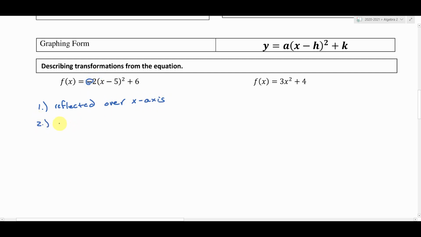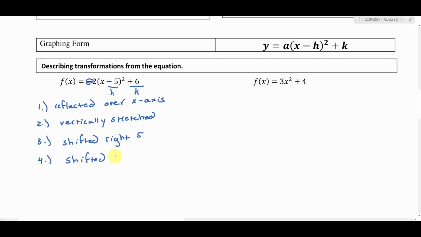The 2 tells me it's been vertically stretched. So remember, if it's a number bigger than 1, it has been stretched. If it's a number in between 0 and 1, it's been compressed. Okay. The minus 5 inside of the parentheses, that is our h value and indicates our horizontal shift. Since it was a minus 5, it would be shifted right 5. So remember, it goes opposite of what you think it would based on that sign. And then this plus 6 on the end, that is our k value. So I can tell that this has been shifted up 6 units.